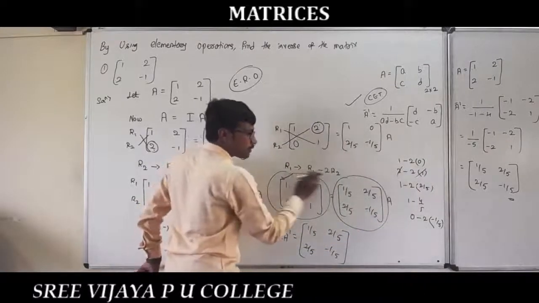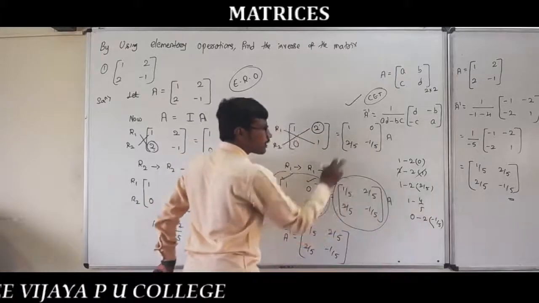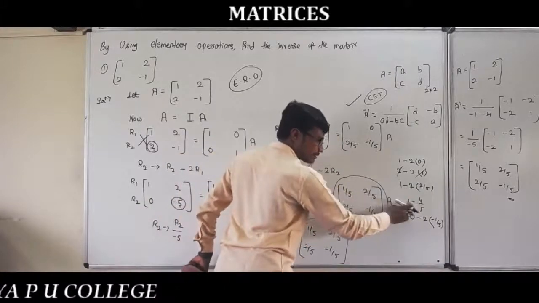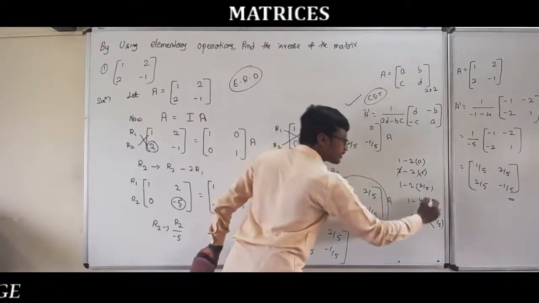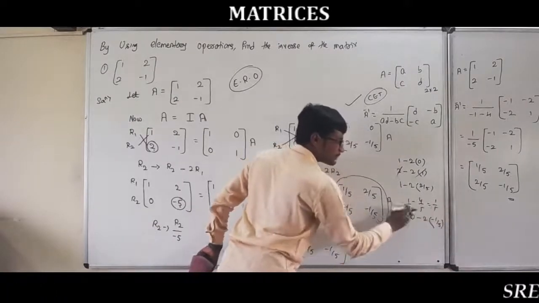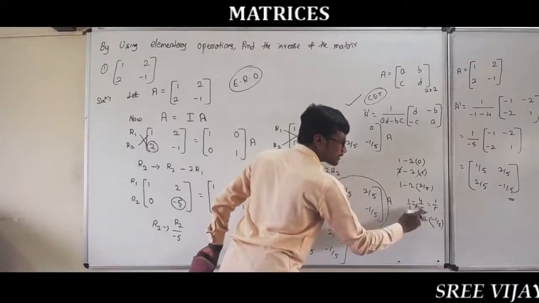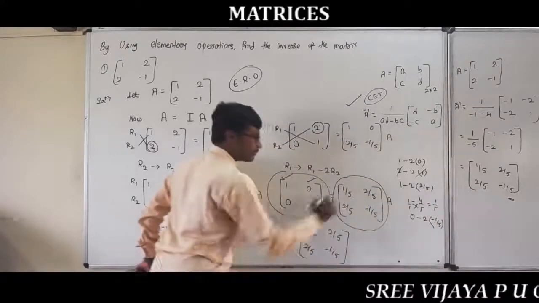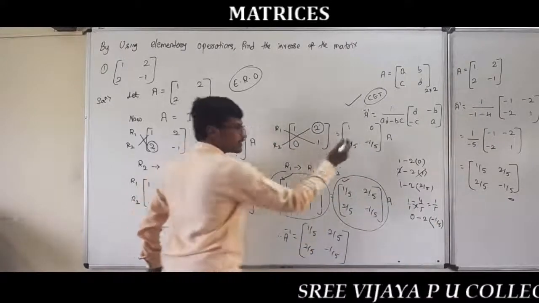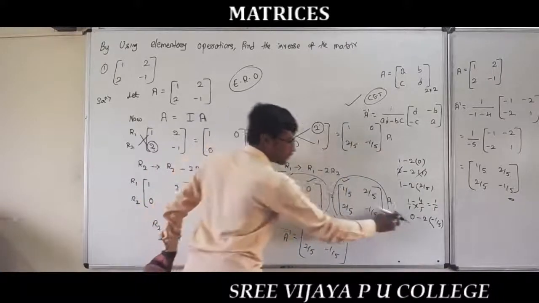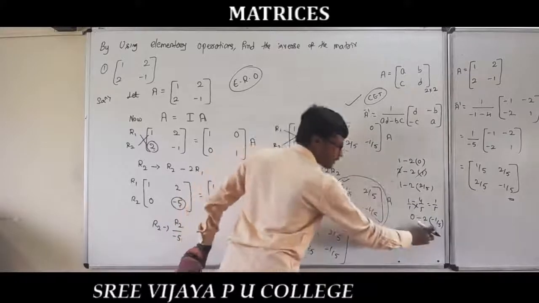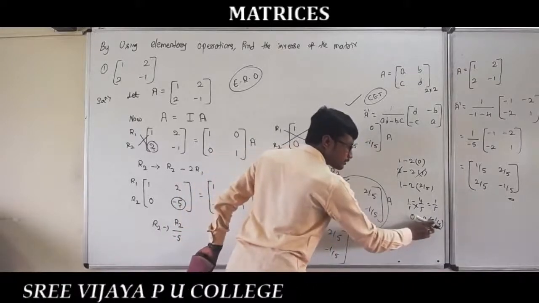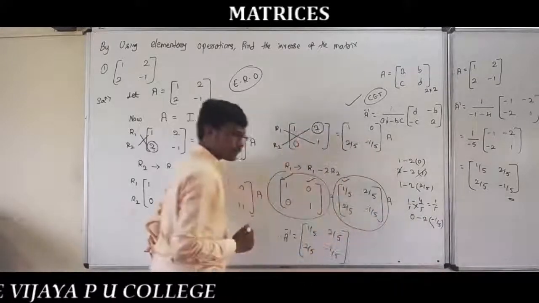Next R1 is 1 minus 2 into R2, which is 2 by 5. 1 minus 2 into 2 by 5 is 4 by 5. Taking the LCM, 1 into 5 is 5, 5 minus 4 is 1 by 5. If you cross multiply, 5 minus 4, you get 1 by 5 only. Last, R1 is 0 minus 2 times R2, which is minus 1 by 5. Minus and minus is plus, 2 into 1 by 5 is 2 by 5.